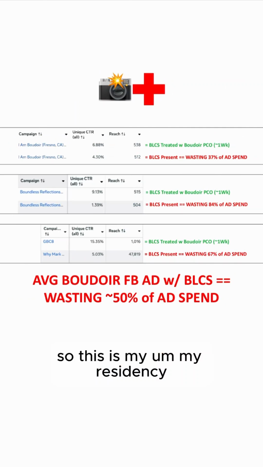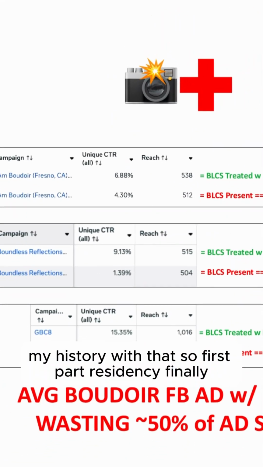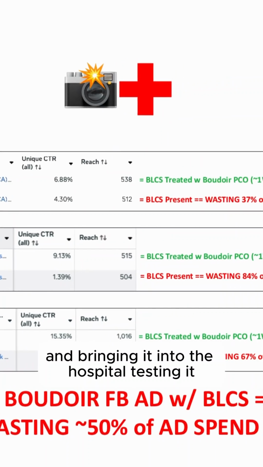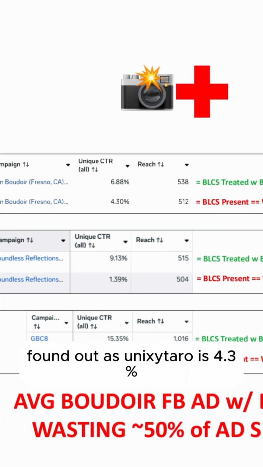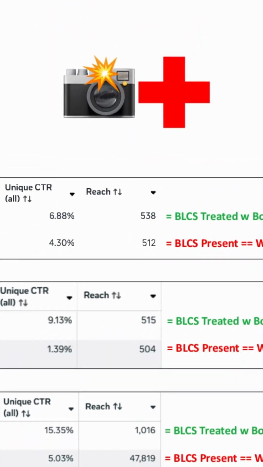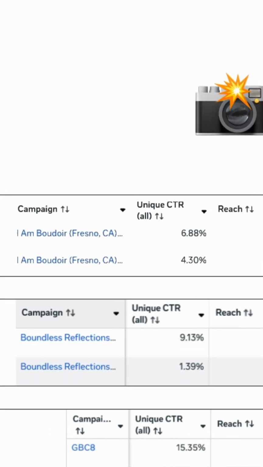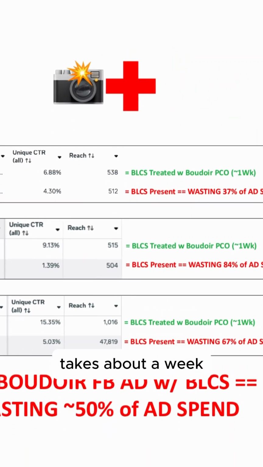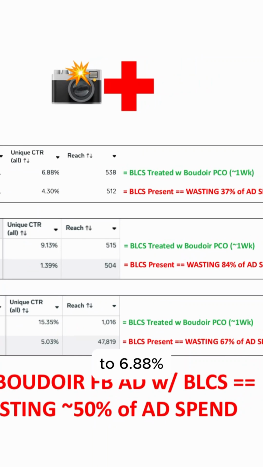So this is my residency, my history with that. So first part of residency, finding a boudoir Facebook ad out there and bringing it into the hospital, testing it. So first from there, brought it in, found out its unique CTR was 4.3%. So we figured out BLCS is present because its unique CTR is under 6%. And so what I did was I duplicated it, treated it with boudoir pico, takes about a week, and then we got the unique CTR of the duplicated ad to 6.88%.